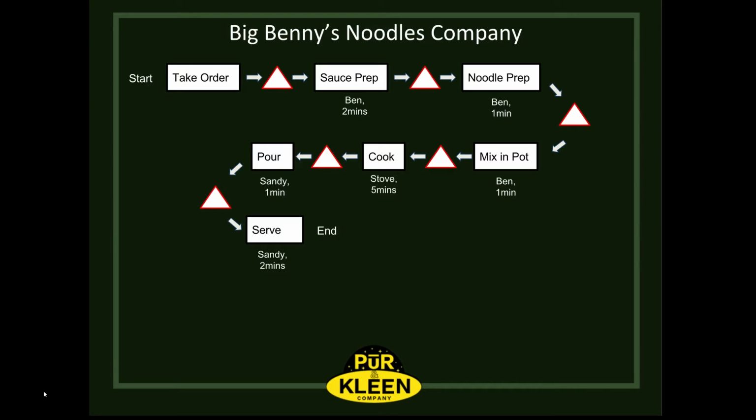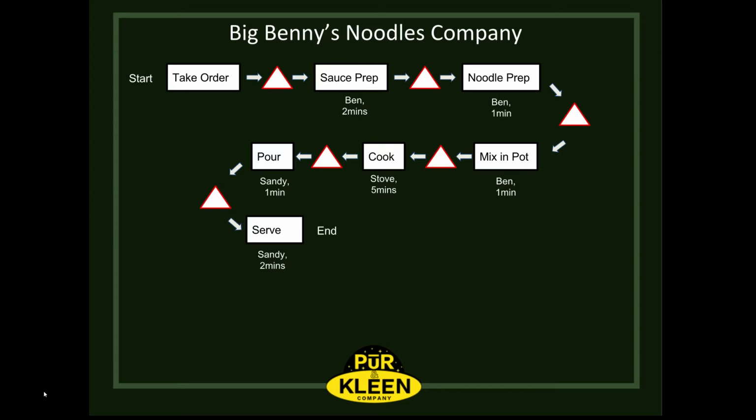Step 1, you take the order from the customer. Step 2, you have Ben prepare the sauce. It takes you 2 minutes. Step 3, you prepare the noodles. Step 4, Ben then takes the noodles and the sauce and mixes them together in a pot. Step 5, you heat the noodles on the stove. Step 6, you have another worker, Sandy, serve the noodles. And step 7, you call the customer and give them their noodles, right? And you take the payment. So 2 minutes.